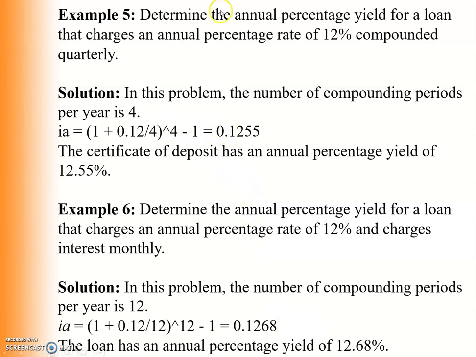So for example, in both example 5 and example 6, the annual percentage rate was 12%, whereas the compounding period was longer in example 5 than in example 6. By shortening the compounding period, the annual percentage yield increased from 12.55% to 12.68%.